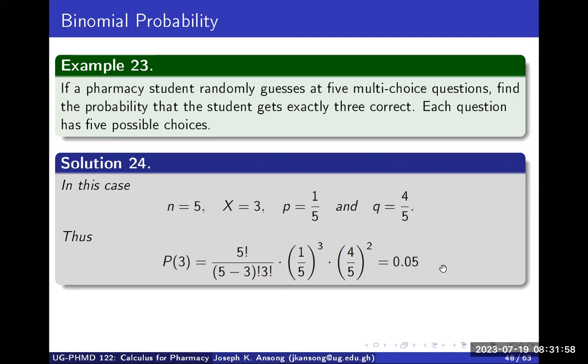So your chances are very slim. The lesson is that it's better to study and understand the material than try to guess in order to pass. Okay, that's the message.